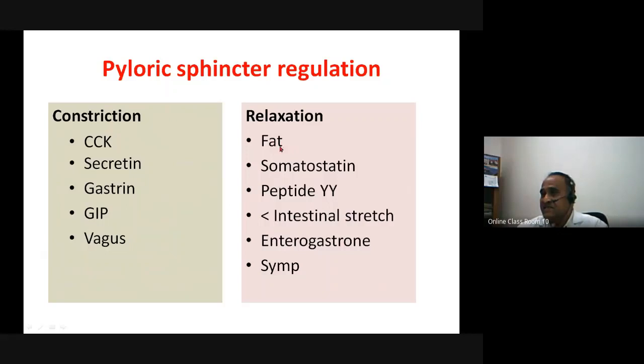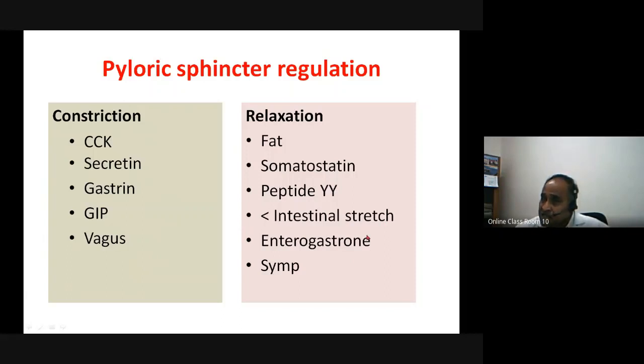relax these things. Then somatostatin, then peptide. A fatty meal relaxes the stomach wall itself, so that it does not propel much, so that the food is held in the stomach for a longer time, because in the next segment it has to be digested. Somatostatin is released from D cells, and peptide YY is also an inhibitor of the pyloric sphincter.